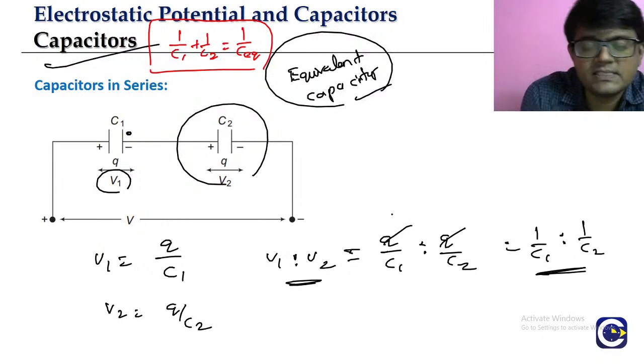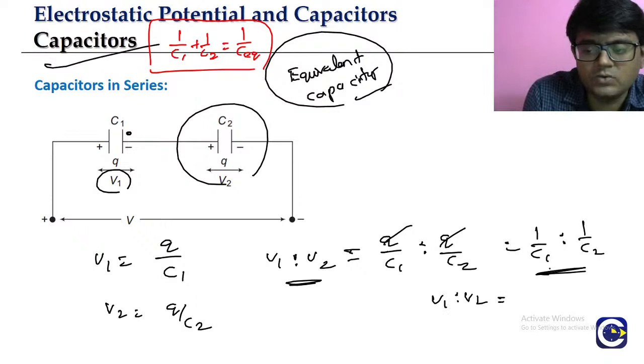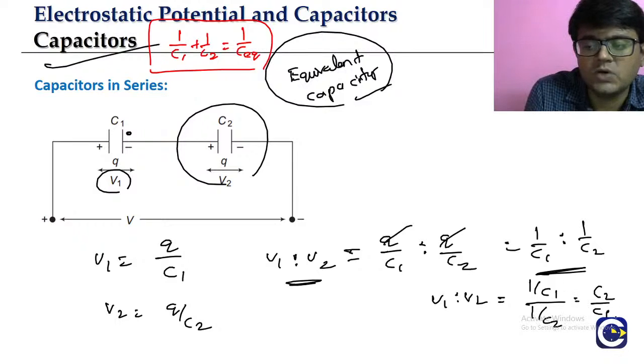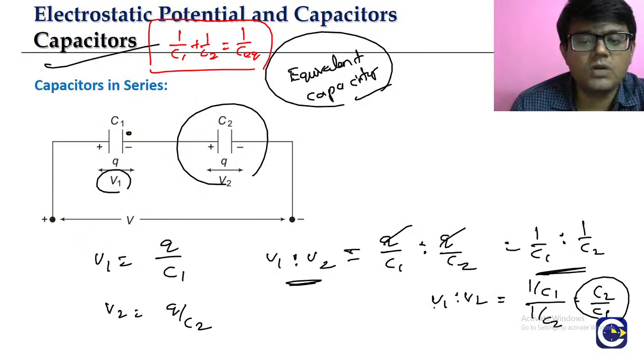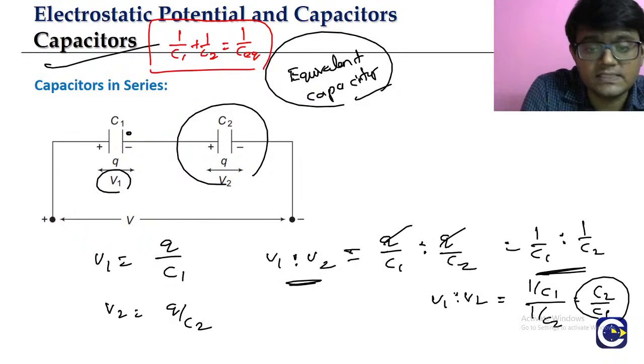So when the capacitors are in series, what is the ratio of the voltages across them? V1 is to V2 will be equal to what? 1 by C1 is to 1 by C2. How can we write this? V1 is to V2, see, 1 by C1 divided by 1 by C2 means what? C2 goes to the numerator. That is C2 by C1. So we can write V1 by V2 will be equal to C2 by C1. This is for two capacitors in series.